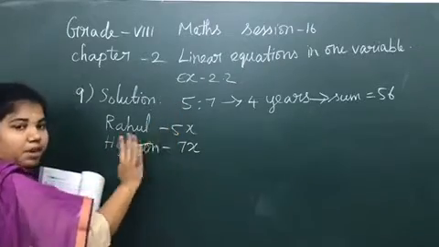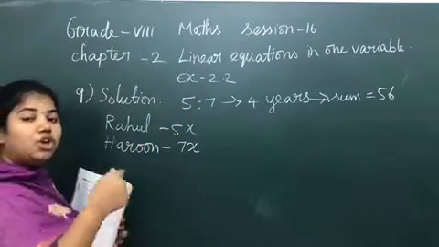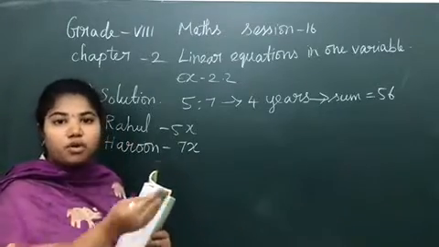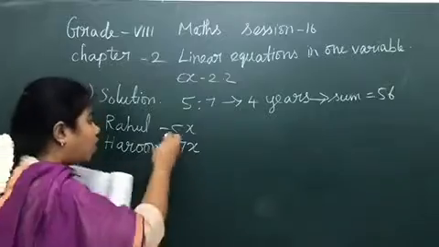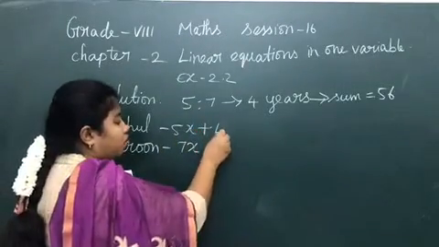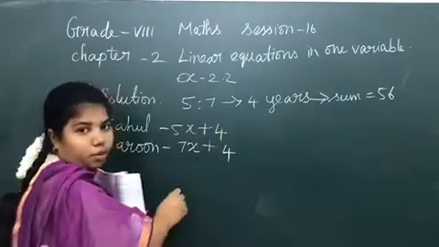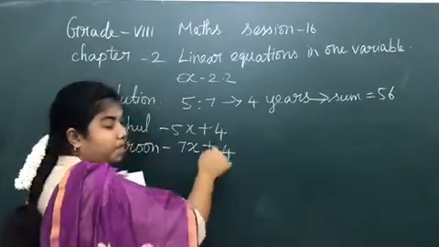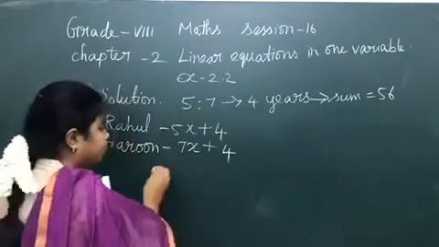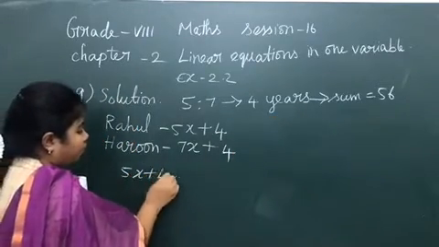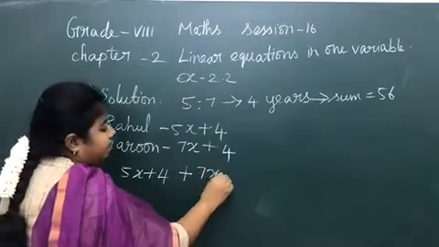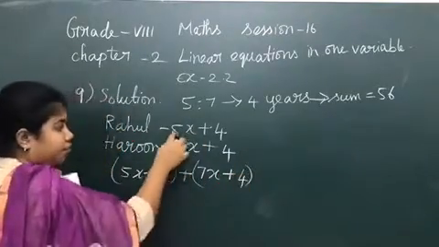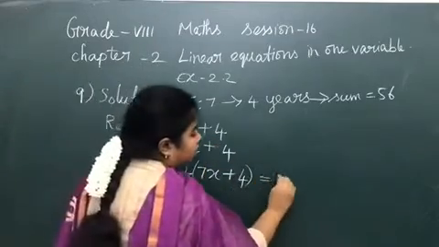This is the first step. It is over. After 4 years, you will add or subtract? After 4 years means you are supposed to add 4 to each and every age. Now you are going to add 4 to Rahul and add 4 to Harun, because after 4 years is given in the question. Now if you sum these two, you will get 56. So 5x plus 4, plus 7x plus 4, this is separate and this is separate. If you add these two, your sum is equal to 56.